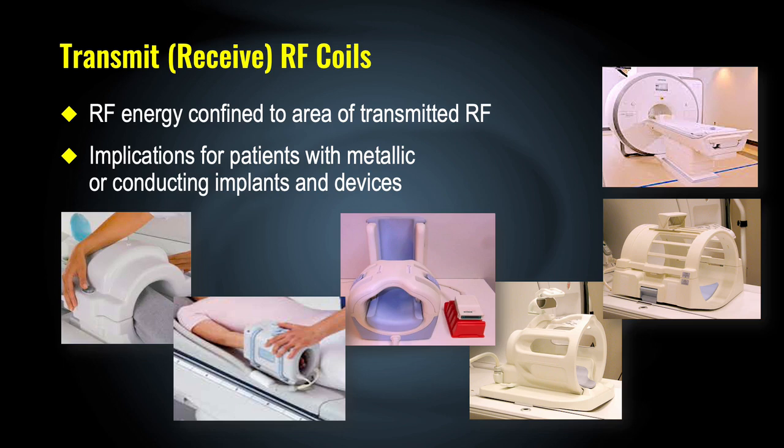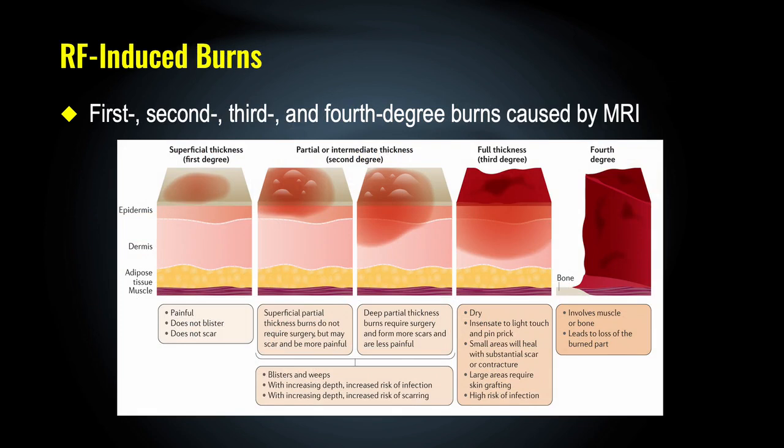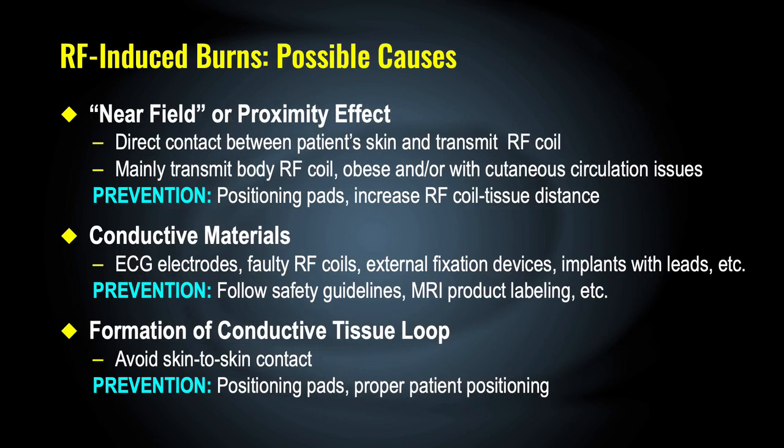Because RF energy is predominantly confined to the anatomical area contained within the transmit coil, it is important to know if your RF coils are transmit-receive or receive-only coils, because of the safety implications, namely excessive heating and potential burns when scanning patients with metallic or conductive implants and devices. To date, first, second, third, and even fourth degree burns with tissue loss have occurred in patients due to magnetic resonance imaging. Three main factors are responsible for RF-induced burns.